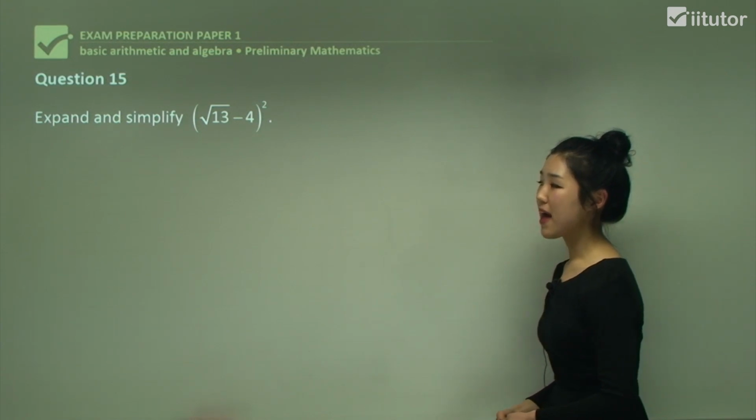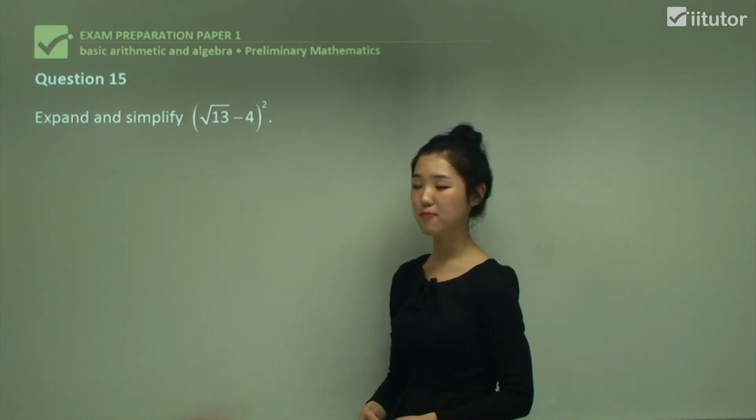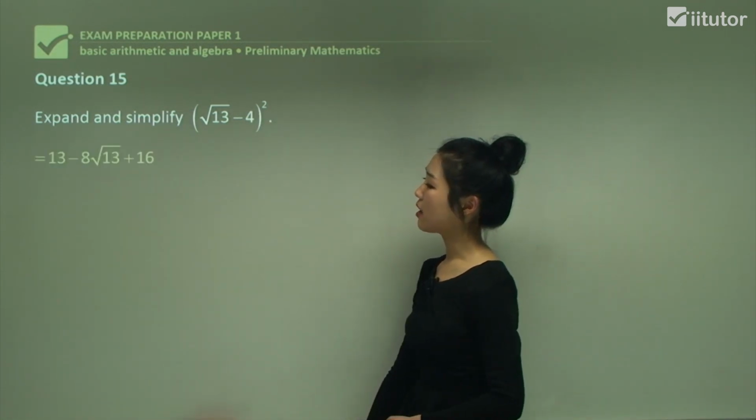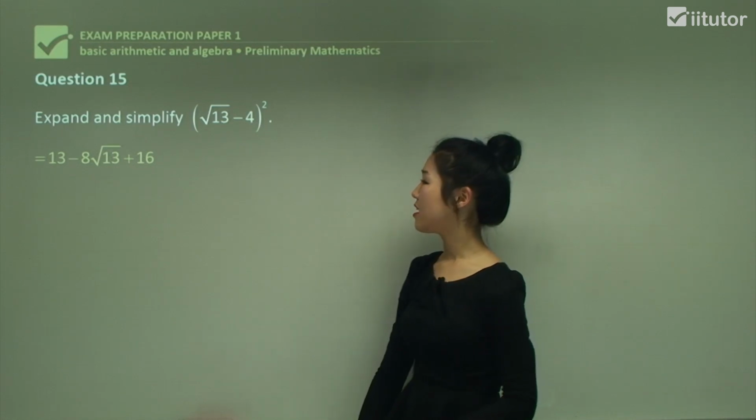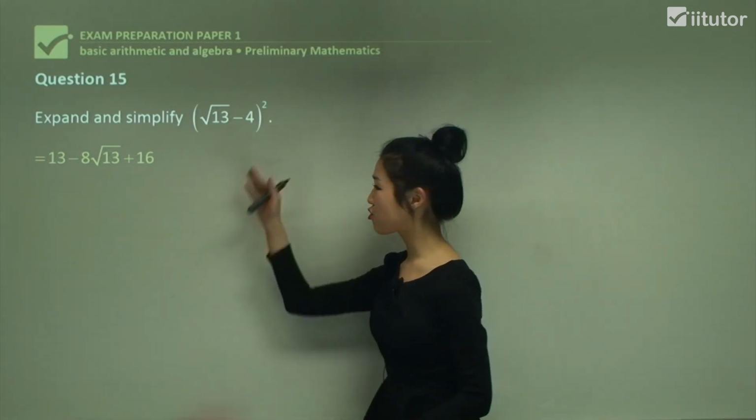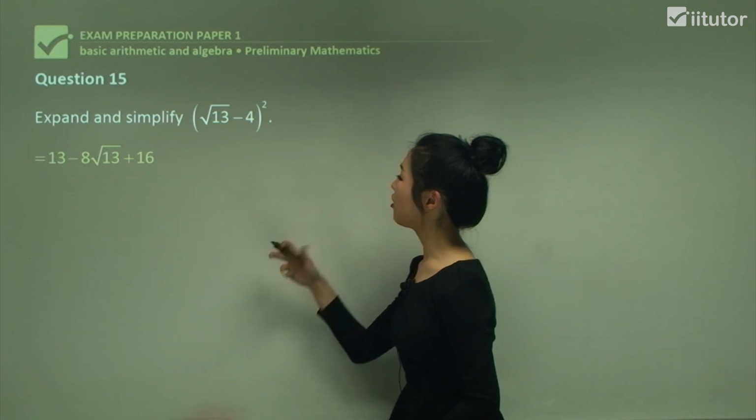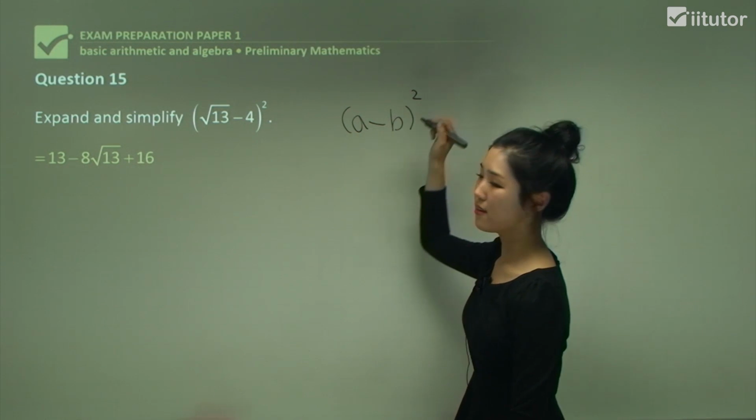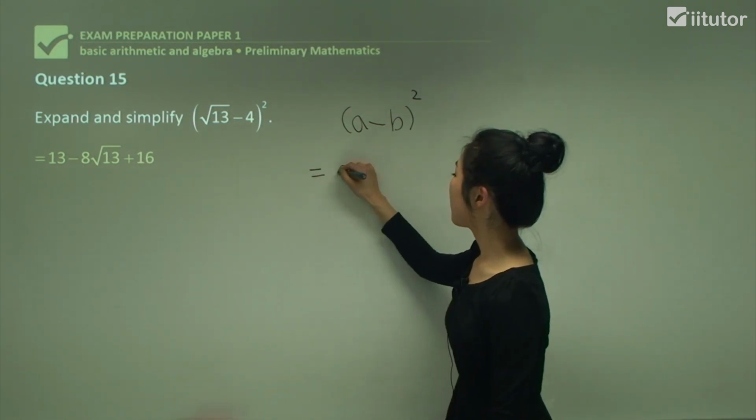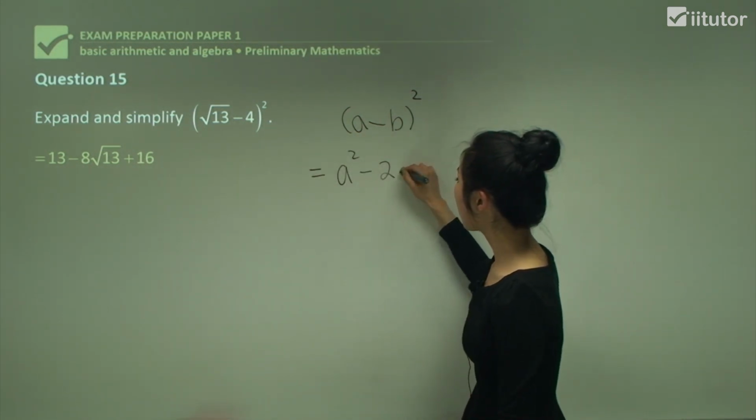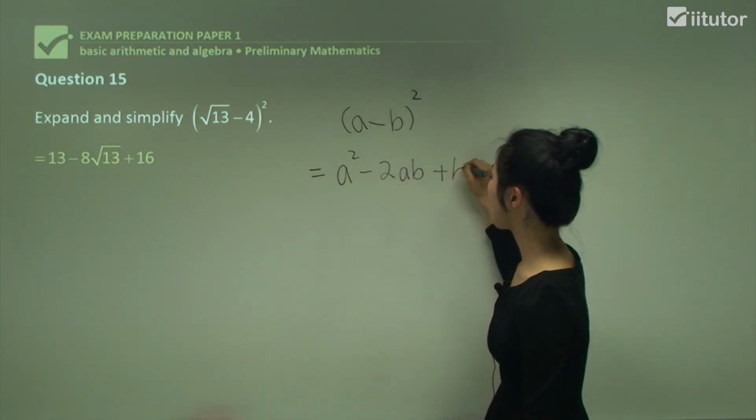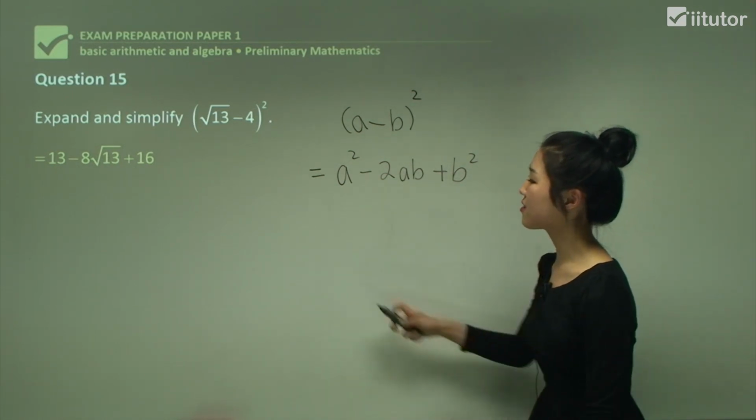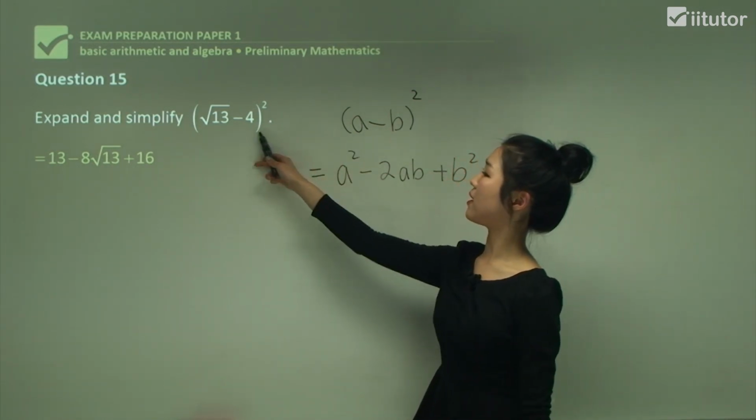Question 15, expand and simplify. Okay, I'm going to expand and simplify this one here. So it's this whole thing squared, so it's going to be expanded just like that. Now for those who are not good at going straight from here to here, you should know that a minus b squared is a squared minus 2ab plus b squared. You might like to memorize this or think about this and then try to insert your values in, because in this case a is root 13 and b is 4.